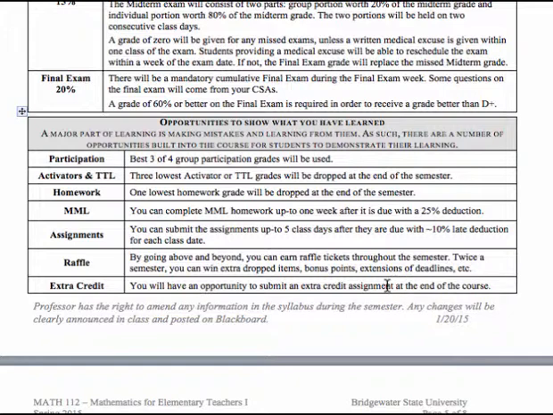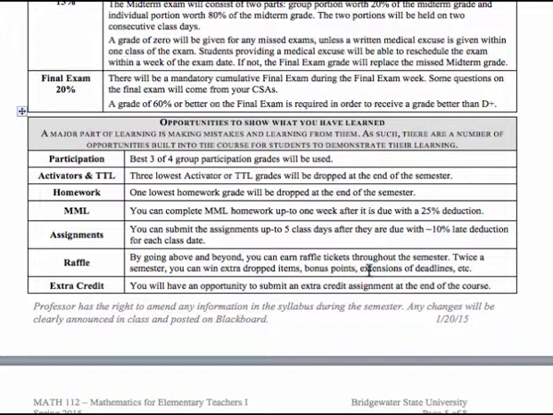There will be an extra credit project that is available to all students, so you don't need to ask me for extra credit. And finally, there's going to be a raffle. Anytime you go above and beyond what a student should be required to do in a course, I will provide you with a raffle ticket.